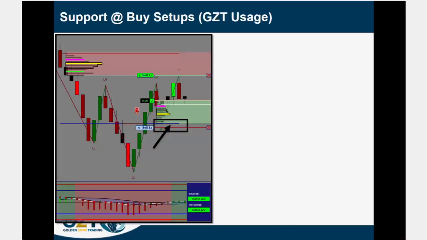Where is your next target? Well, your next target, there are 2 levels that you can actually use. Target number 1 could be at the level of the next supply zone right at the edge, because it's a low volume node right there. And the second one could be this one up here, which is a VPC level.